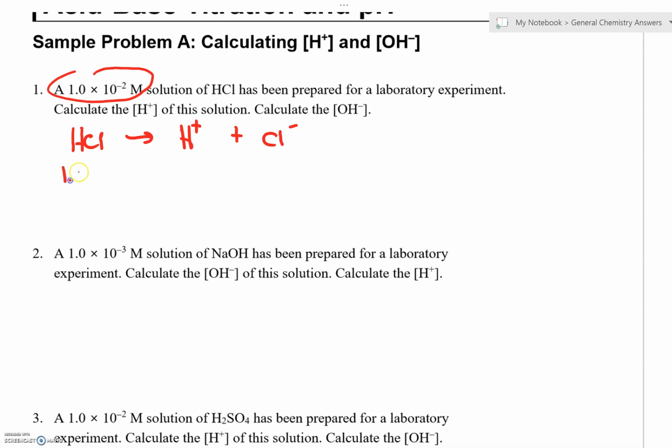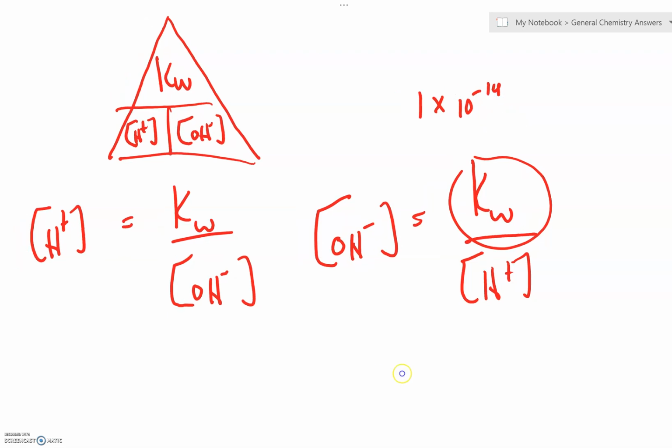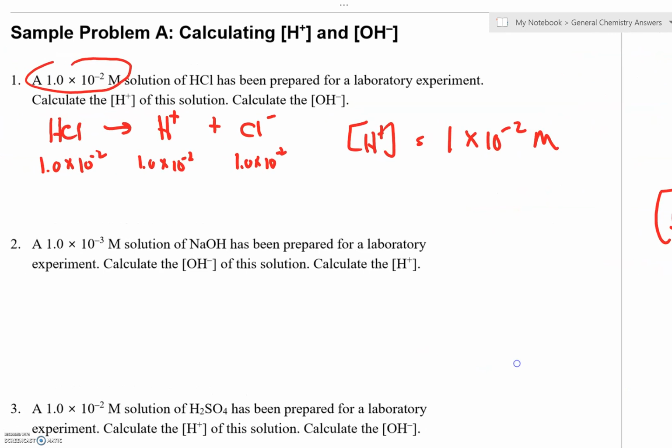This is a 1 times 10 to the minus 2 solution of HCl, which means you're going to get exactly the same amount of H plus in solution, 1 times 10 to the minus 2, and Cl minus, even though we don't really care about that. So what's our H plus? 1 times 10 to the minus 2 molar. You're going to solve for OH using this, where you know that Kw is always 1 times 10 to the minus 14th.